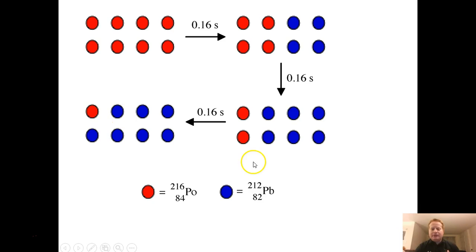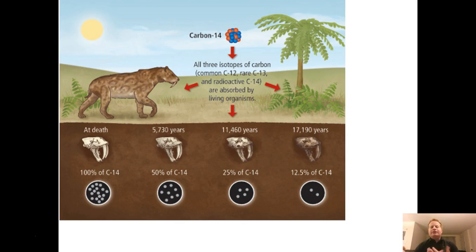So in this case, the red is polonium, a radioactive isotope, and it's forming lead, which is more stable. So there's all kinds of different radioisotopes out there that undergo half-life as they're transforming to more stable nuclei. So here's another really good use for this.